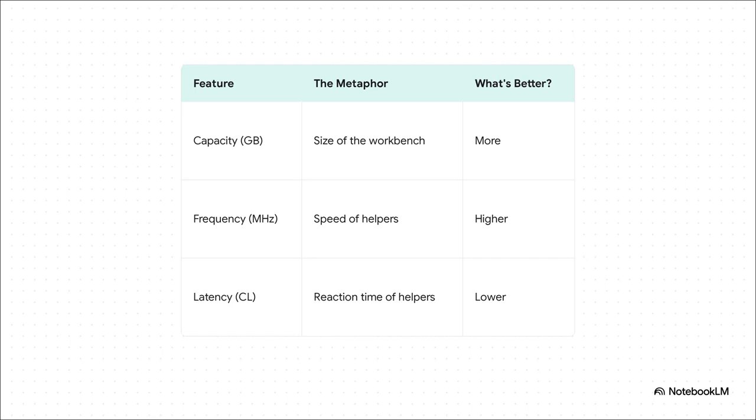So that brings up the big question. How much workbench space do you really need? Well, for everyday tasks like browsing and email, 8 gigabytes is often fine. But if you're a gamer or you're like me and have about 50 browser tabs open at all times, you're going to feel a huge difference with at least 16 gigs. And for the really heavy-duty stuff like pro video editing or 3D modeling, 32 gigs or even more is pretty much essential to keep things from grinding to a halt.